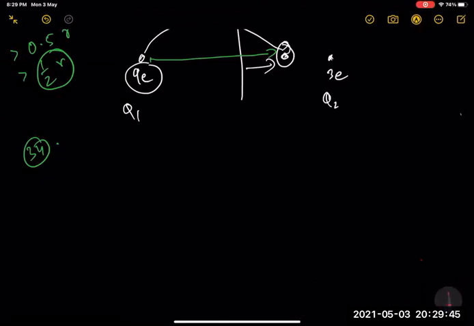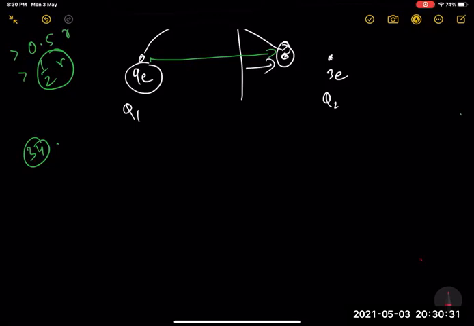34. In the figure, the distance of point A where the electric field is 0 is... I hope everyone is writing the option because you have to check your answer key. 34, in the figure, the distance of the point from A where the electric field is 0. 10 microcoulomb, 20 microcoulomb. Can anyone tell me the answer? What did you get as the answer? The common answer will be taken as the correct answer.